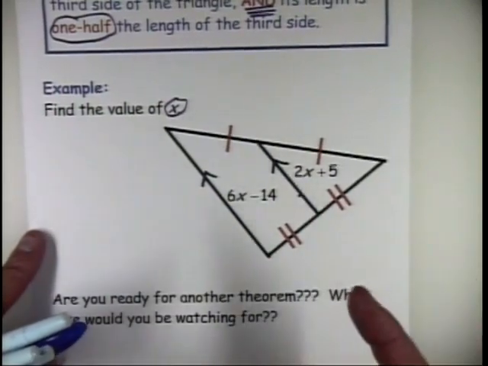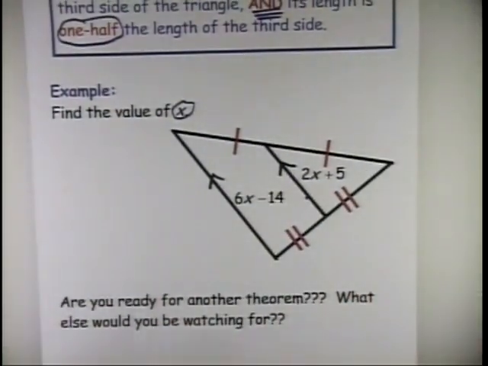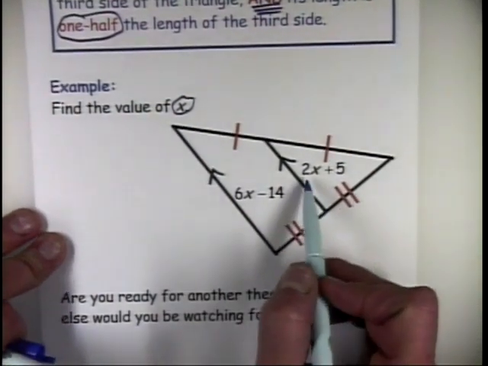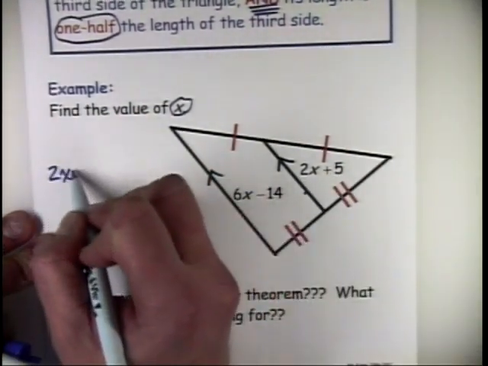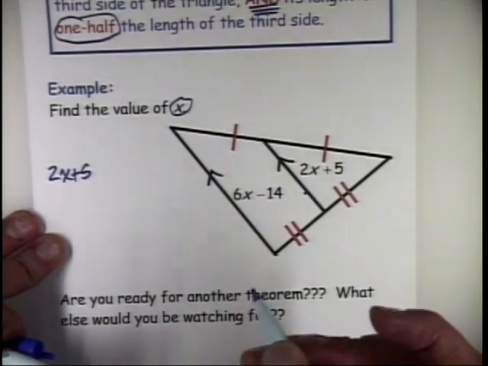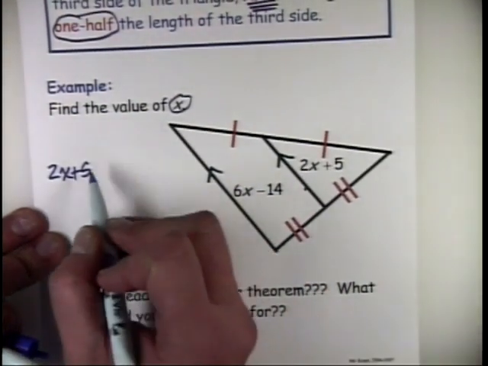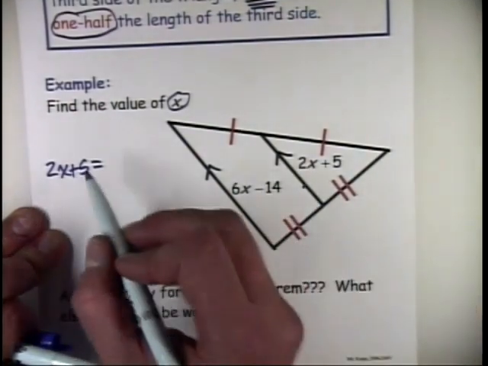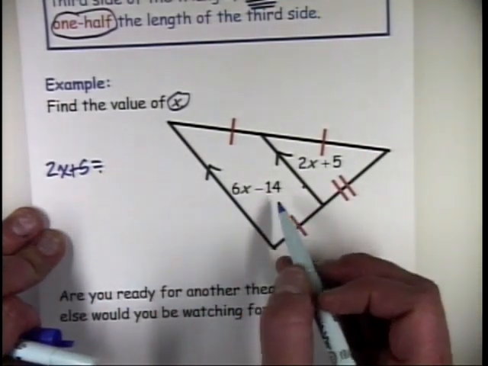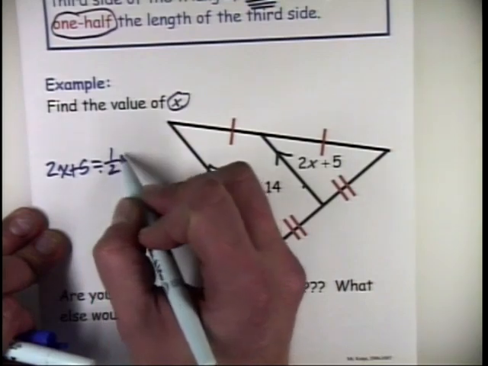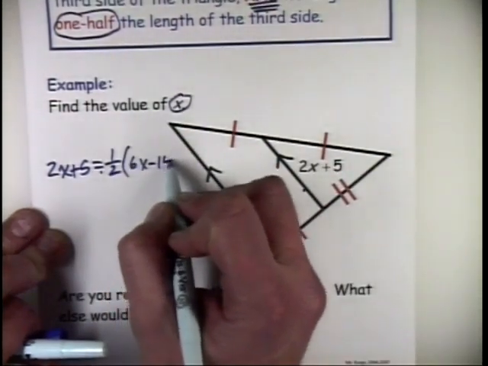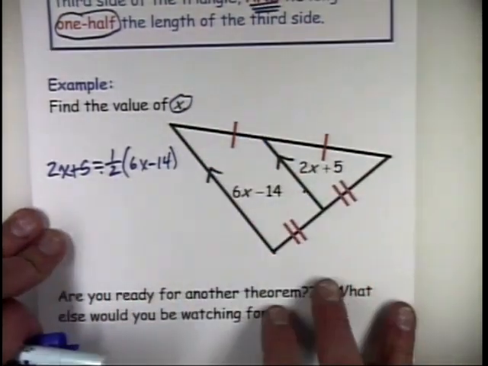So I'm going to go ahead and reread it, and as I do, I'm going to show you how to set it up. It says that the segment that intersects the two sides, its length, which is 2x plus 5, so I'm going to write that down, is. Okay, now that's a verb. In mathematics, the "is" is the equal sign. So this side length equals 1/2, I'm going to write the 1/2, the length of the other side, which is 6x minus 14. So the "of" is basically multiplying.